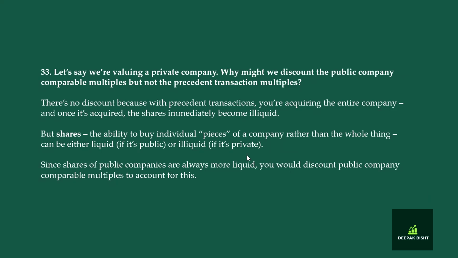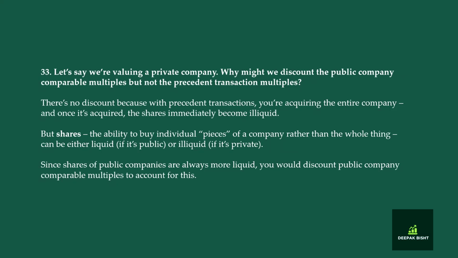And the discount is about liquidity of shares, not control. Public company shares are liquid and private shares are not liquid. And precedent transactions always assume full control, so liquidity is irrelevant in precedent transactions. That's the main reason we discount public company comparable multiples, but not precedent transaction multiples: the discount is majorly about liquidity. In precedent transaction multiples, the valuation is more about control and synergies.